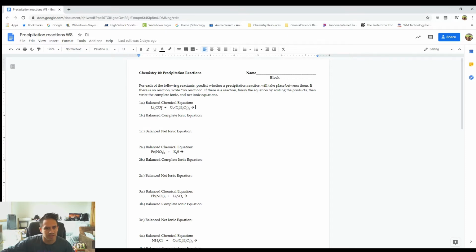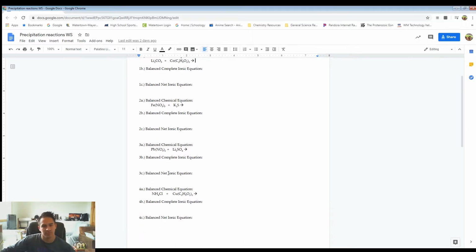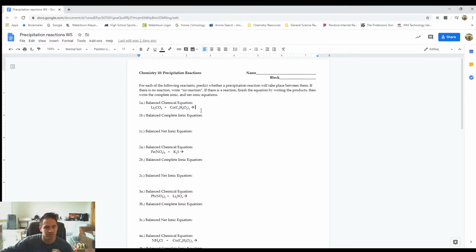And I guess we should probably check to make sure that they're aqueous, but I'm going to assume that they're all aqueous. Otherwise, they wouldn't be giving them to us. So we're going to write out our products, we're going to balance this equation, then we'll write the complete ionic and the net ionic. All right, so double replacement, we have a lithium carbonate reacting with cobalt 2 acetate, or just cobalt acetate.